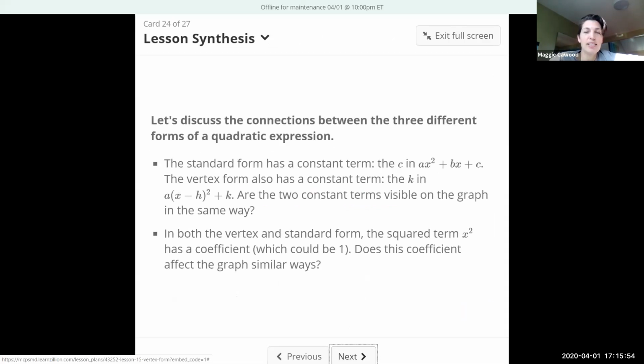All right, let's discuss the connection between the 3 different forms of quadratic expression. Standard form has a constant term C, right? The vertex form also has a constant term, we call it K. We got the K. Are the 2 constant terms visible on the graph in the same way? Okay, I would like us to go back to that problem we did earlier.